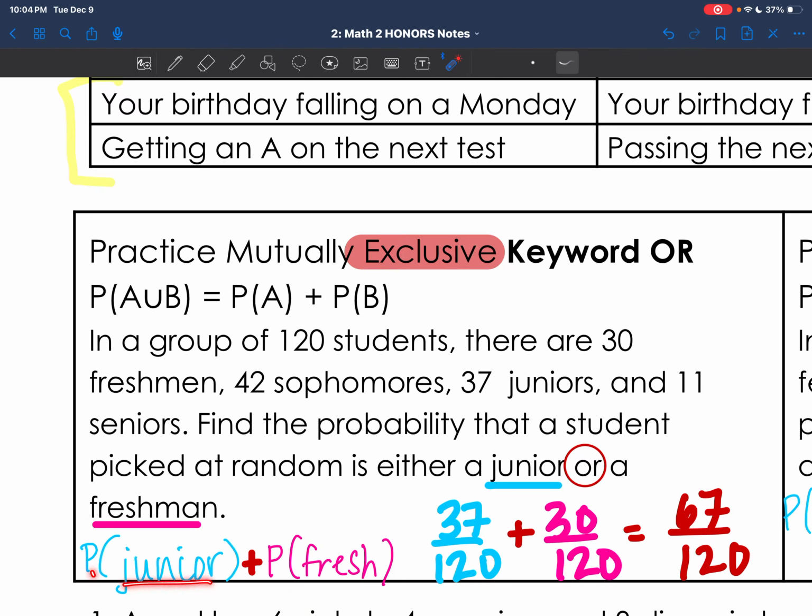It says the probability of a junior, and then since it says or, we're going to add the probability of a freshman. All right, so the probability of a junior is 37 out of 120. The probability of a freshman is 30 out of 120. And since we don't have any repeats, we add them together and we'll get 67 out of 120. So again, we don't have any that could be both at the same time, so we just add the two probabilities together. So when you see or, we're going to add.